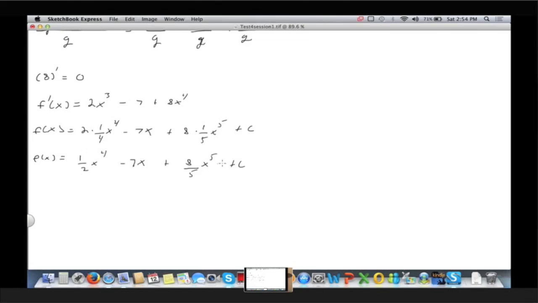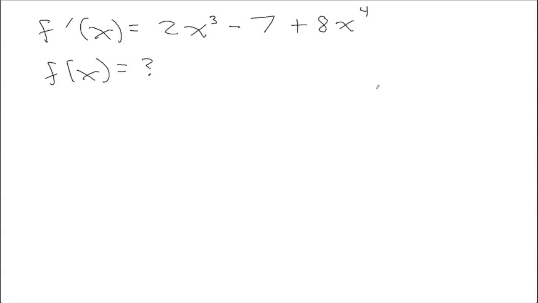Okay. Let's check that. The derivative of 1/2 x to the 4th is 4/2, 2x cubed. Derivative of 7x is just 7. Derivative of 8/5, so 40/5, which is 8. Okay, cool. Yeah, I think it's good. Okay, very good. Great. Okay, that was a good process. I'll go back to my screen.